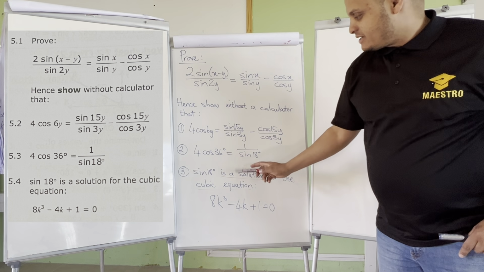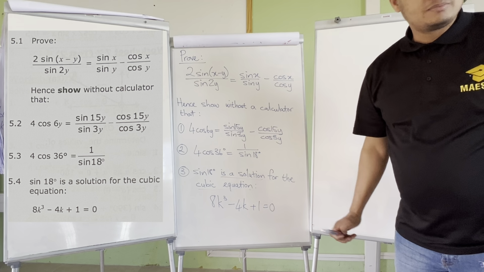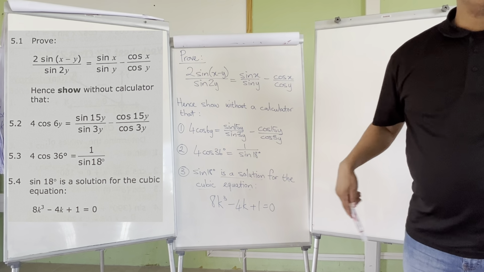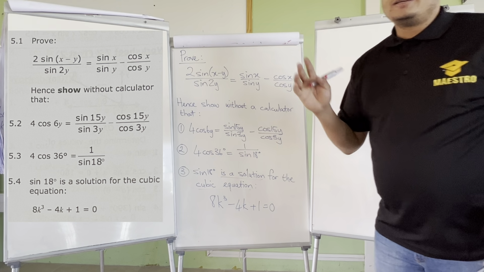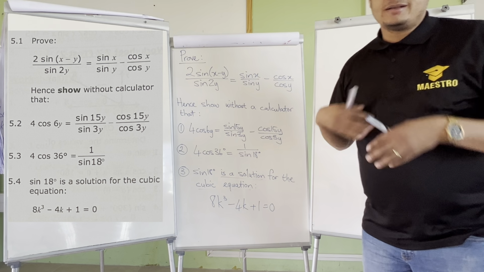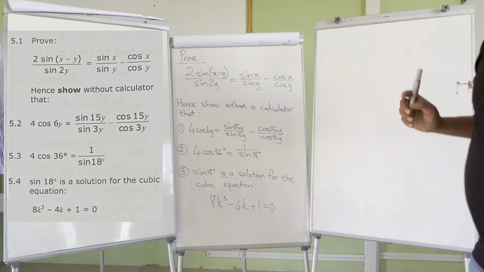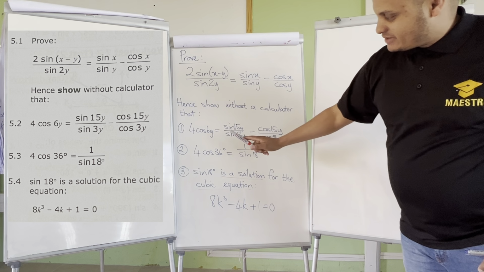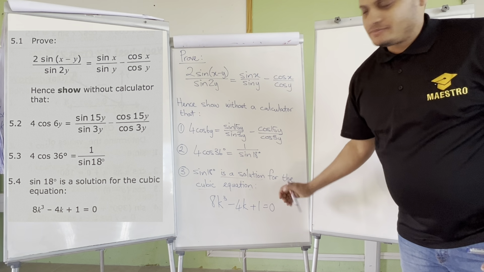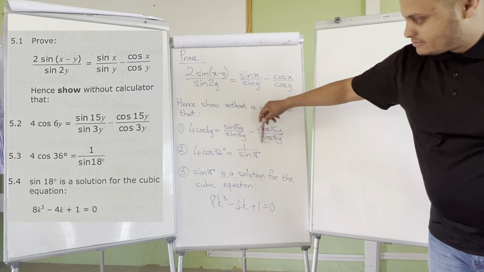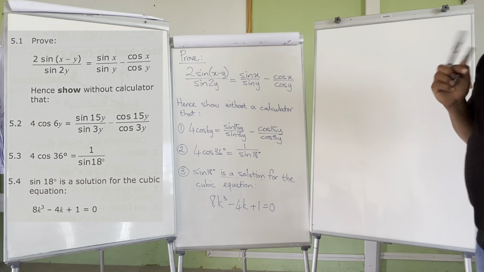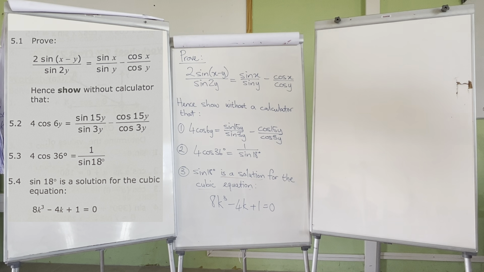So if they say we must show that sine 18 is a solution for this, it means that if you put sine 18 into there, it must be 0. But it's not that easy. You're not going to take sine 18 and substitute it into the k. My clue here, to speed this up, is that the solution to this problem lies with this one here. Which one? 4 cos, the one before that, yes. So then 4 cos 36. Can a person substitute something into k?